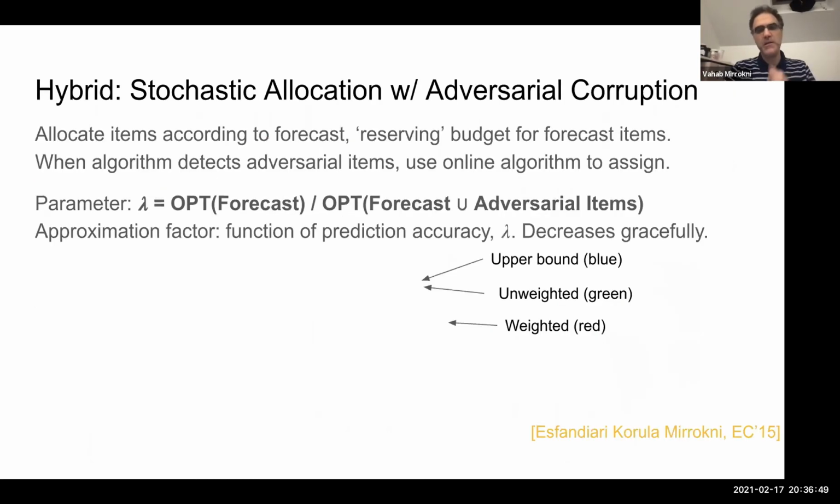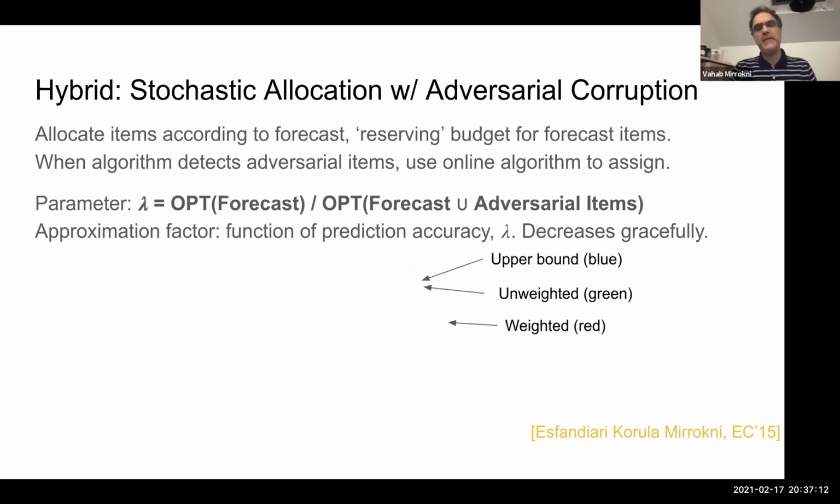And in this model, what we showed was, if we allocate items according to forecast, but then check for the accuracy of the forecast, and then defer to the online algorithm if the forecast is too off. How do we check for that?